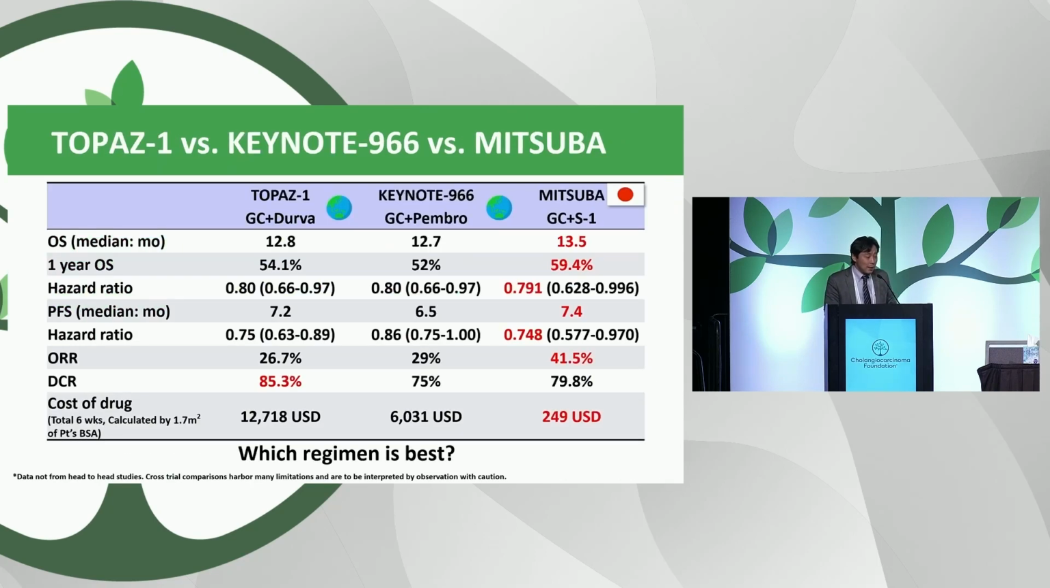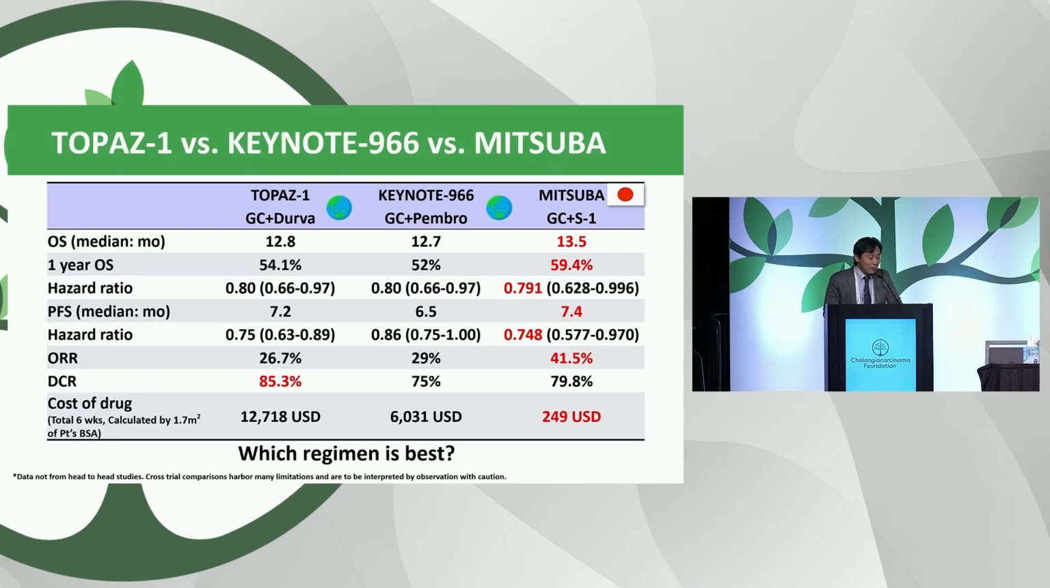This table shows a comparison of the Topaz-1, Keynote 966, and Mitzvah trial. The treatment outcome was slightly better in the Gem-6 S1. However, there was no big difference among the three trials. So which regimen is best? The most important difference was cost.